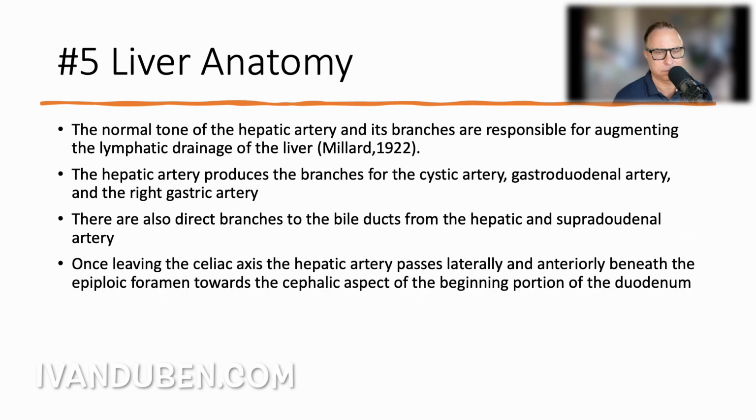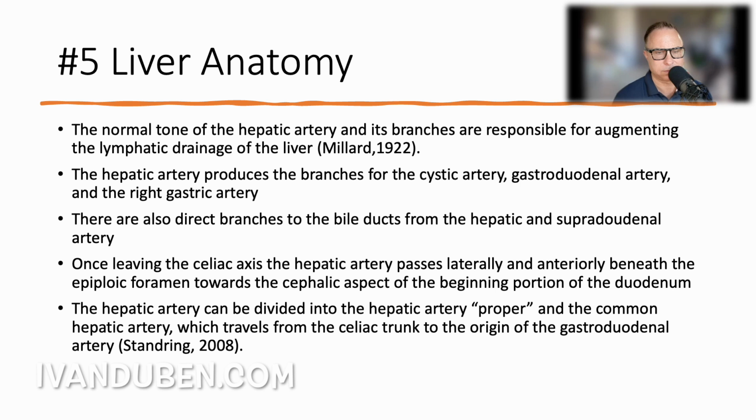Once leaving the celiac axis, the hepatic artery passes laterally and anteriorly beneath the epiploic foramen towards the cephalic aspect of the beginning portion of the duodenum. The hepatic artery can be divided into the hepatic artery proper and the common hepatic artery, which travels from the celiac trunk to the origin of the gastroduodenal artery.